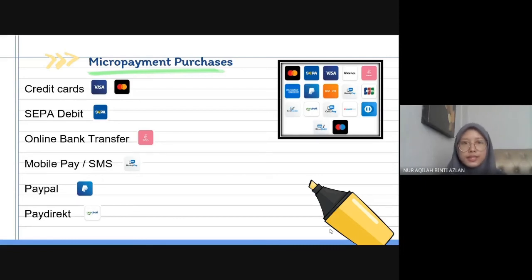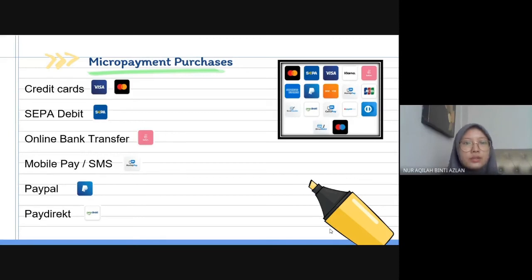Okay, next we have micropayment purchases, or payment method. Micropayment purchases is kaedah pembayaran, ataupun how the customer will pay for certain services or goods that they bought. Customers also can choose any type of payment method that they prefer, but the company must, maksudnya company tu dah senaraikan antara cara kaedah pembayaran yang mereka tetapkan.